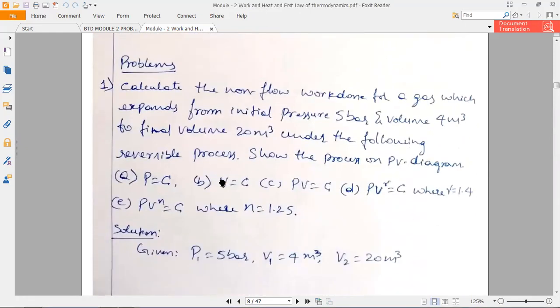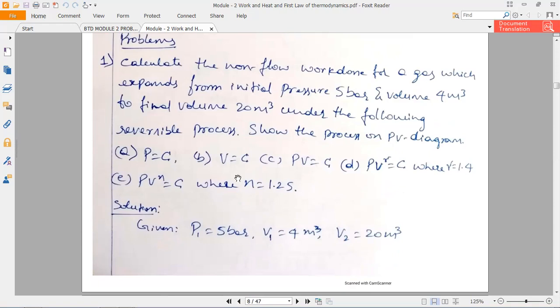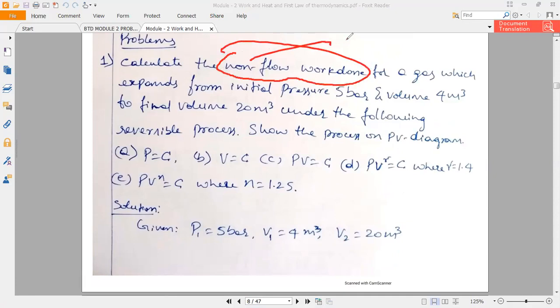Come to the first problem, that is: calculate the non-flow work done for a gas which expands from initial pressure 5 bar and volume 4 meter cube to final volume 20 meter cube under the following reversible processes. Show the process on PV diagram. See here, non-flow work done means this is nothing but a closed system. Always keep it in mind. Flow work done means open system. Non-flow means there is no flow, that is the closed system.